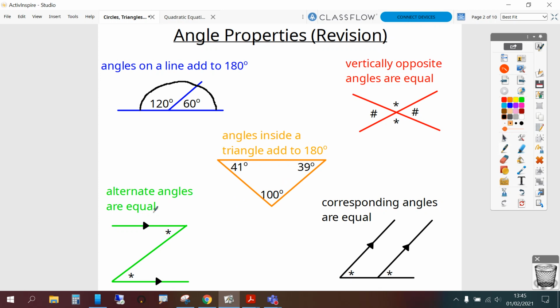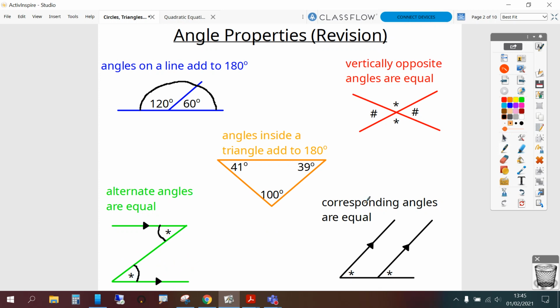In the green diagram, we have alternate angles are equal. Now this is when you've got this sort of Z shape indicated also by two parallel lines. You must have these indications of being parallel with the arrows there. And the two corners of the Z are equal angles.